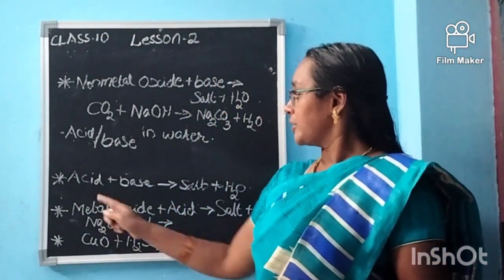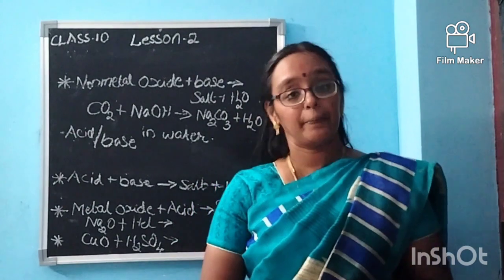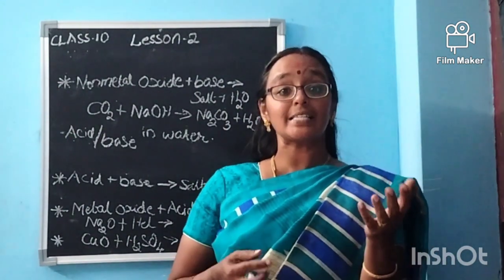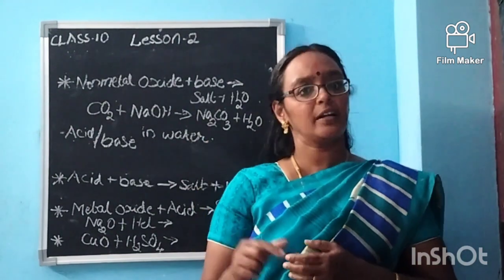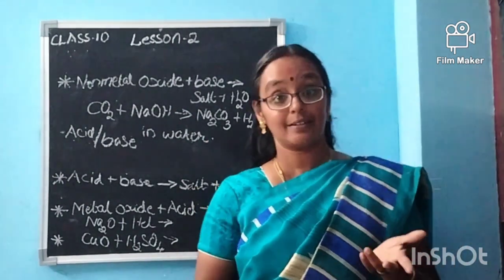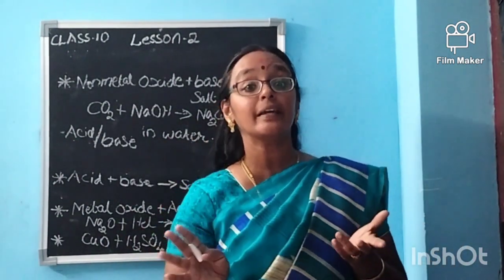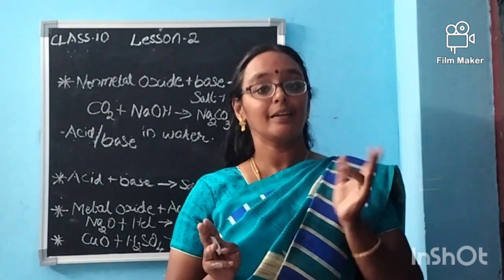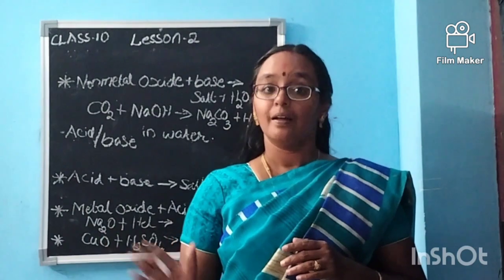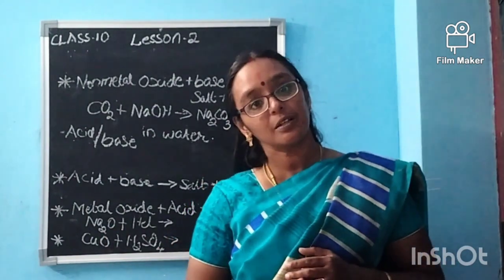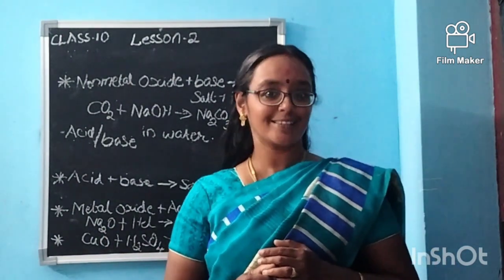See, now we are going to see the reaction of an acid and a base. What will happen if an acid and a base react with each other? Okay, what is a strong acid? Hydrochloric acid, sulfuric acid, nitric acid. We have all the three acids. Hydrochloric, nitric and sulfuric are considered to be the strong acids. King of chemicals, what is that? Sulfuric acid is the king of chemicals.